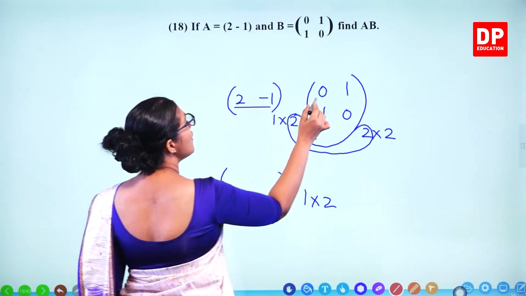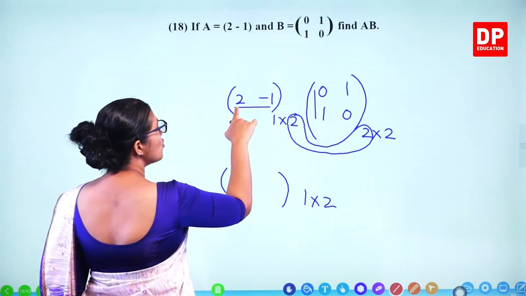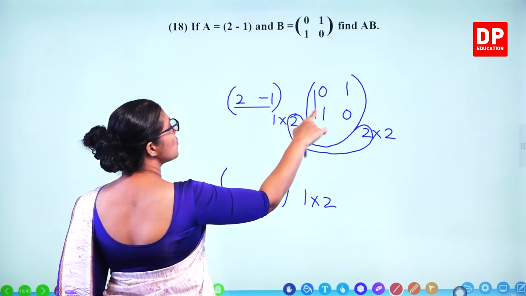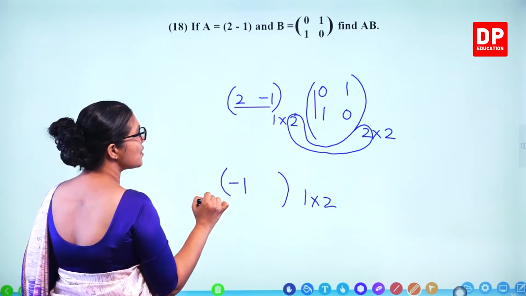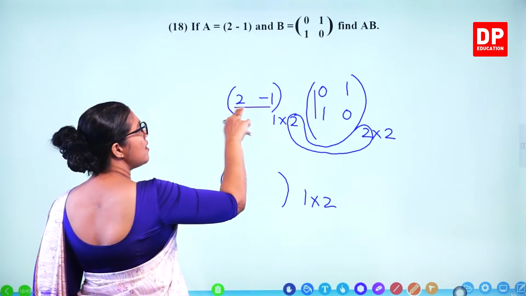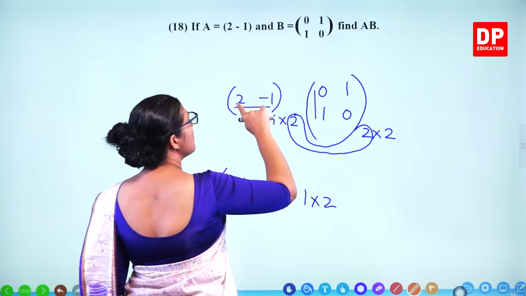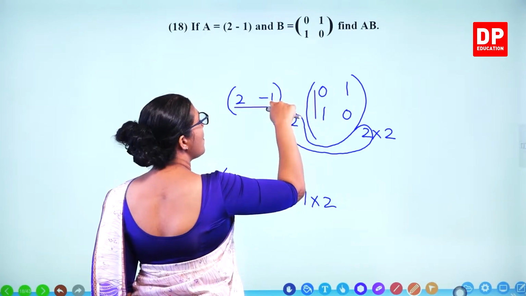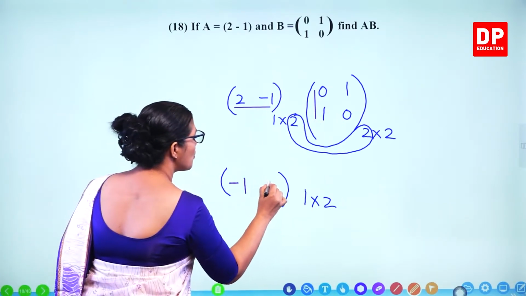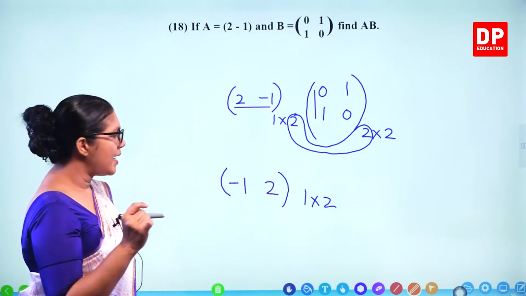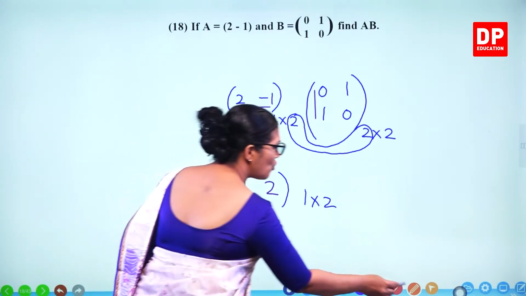First row with first column. 2 times 0, 0. Minus 1 into 1, minus 1. So you get minus 1 there. Next one, first row with second column. 2 times 1, 2. Minus 1 with 0, 0. So minus 1 and 2. So you get 2 marks for that.